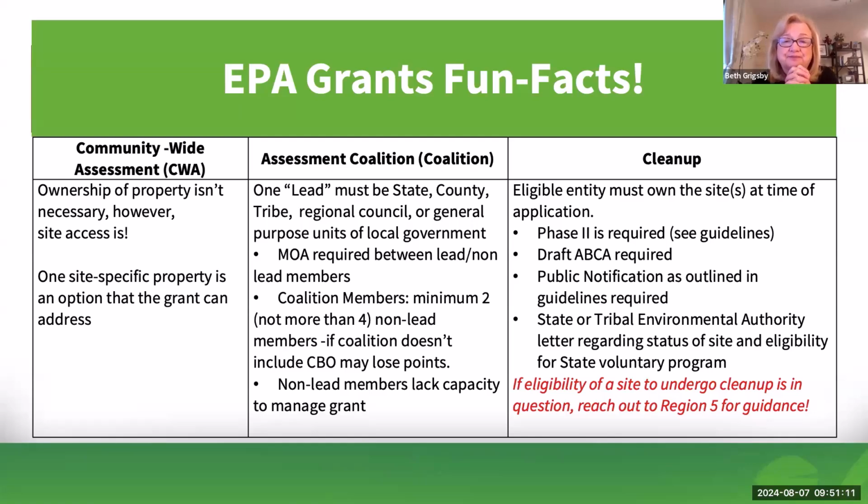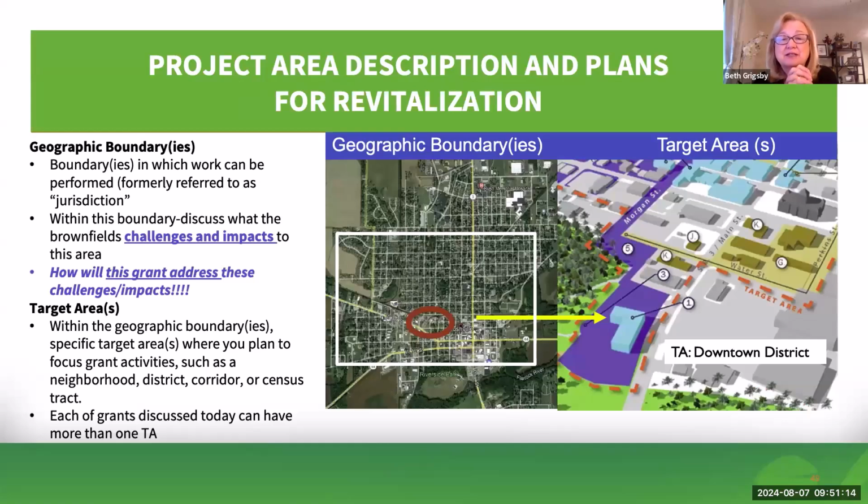Next slide, please. So this is just, for me, a very simplistic way of outlining a geographic boundary, which you will talk about in your application. This is where the work can be performed, formally referred to as jurisdiction. It can be the city boundaries, it can be a corridor. It's whatever you want that boundary to be, as long as it's in your jurisdiction. And then within that boundary, discuss what brownfield challenges and impacts are in that area.